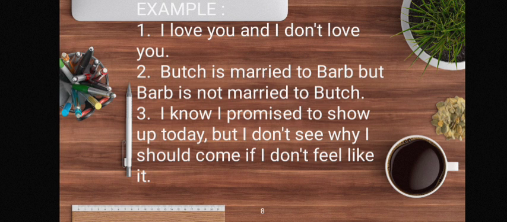Number 1 is an explicit contradiction. You can't love someone and not love someone at the same time. Number 2 is an implicit contradiction. It depends on the unstated but well-known principle: if X is married to Y, then Y is married to X. Number 3 is also an implicit contradiction. It depends on the unstated meaning of promising, namely, that when you promise to do something, you thereby acquire the moral obligation to do it.